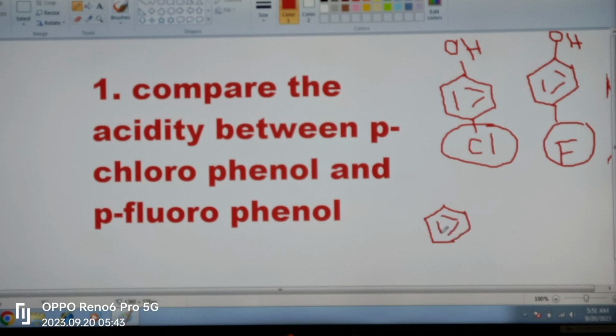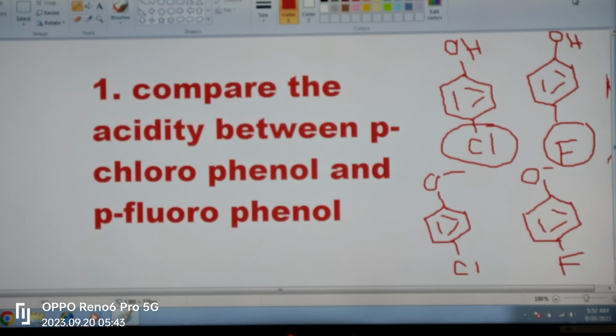Conjugate base means we have to eliminate one acidic proton, so this will be O minus, and here will be Cl at the para position, and here also this is O minus, and at the para position fluorine. So how can you explain these observations? If you see, both are anions, that is, the conjugate bases. So higher the stability of the conjugate base, higher is the acidity.